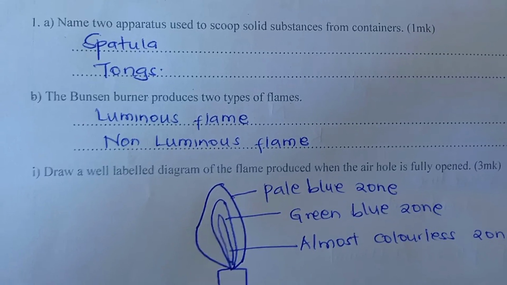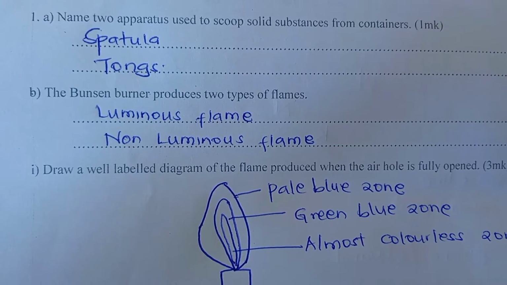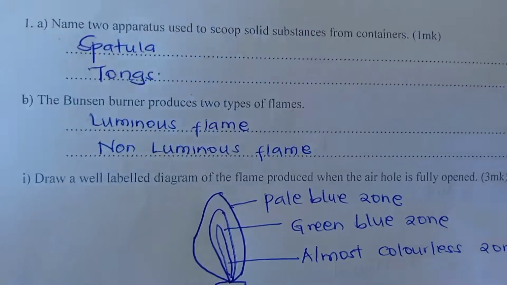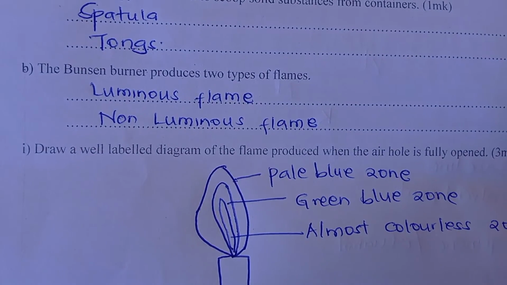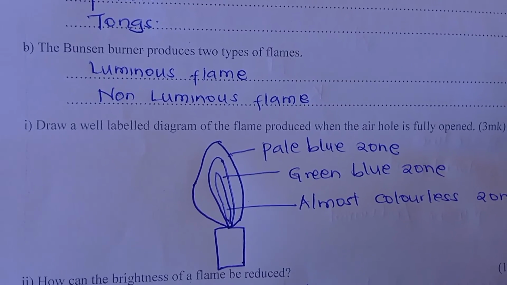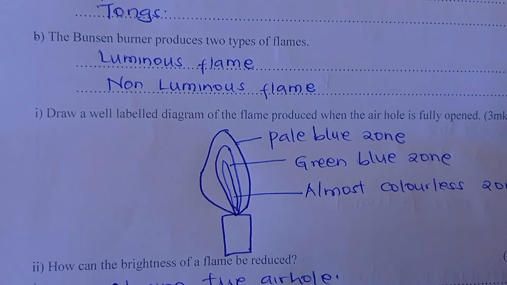This is Form 2, end of Term 1 exam. Name two apparatus that are used to scoop solid substances from containers. You can use a spatula. You can also use tongs. Bunsen burner produces two types of flames. One is a luminous flame, the other one is non-luminous flame.